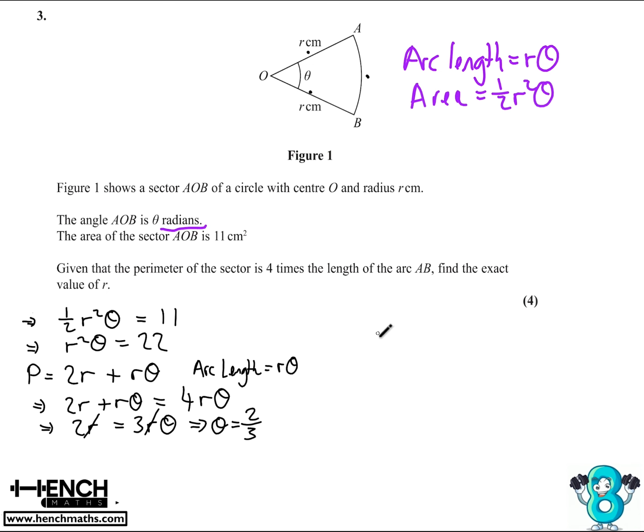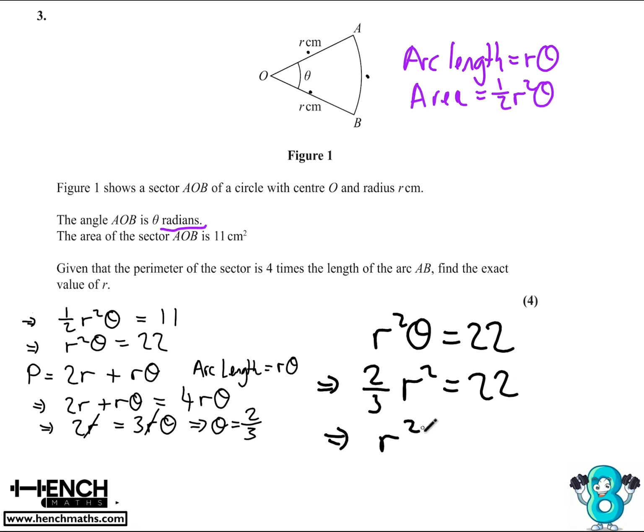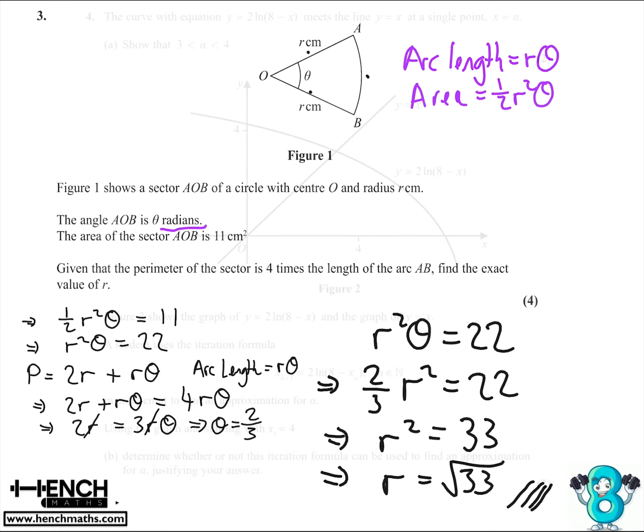So let's remind ourselves, we earlier established that R squared theta is equal to 22, and we now know that theta is equal to 2/3. So that means that 2/3 of R squared is equal to 22. So if I multiply that by 3, 66 divided by 2, we get R squared is equal to 33, which implies that R as an exact value is the square root of 33. And that's the answer to question 3.